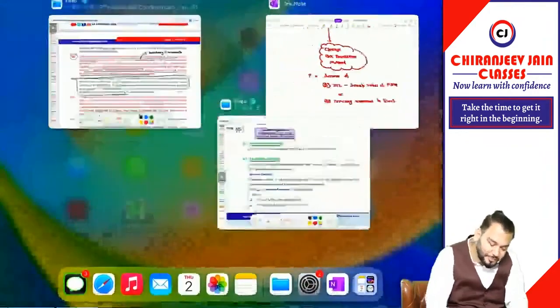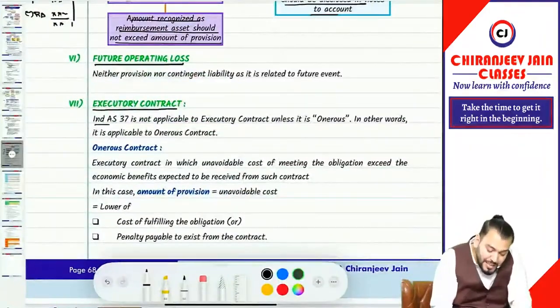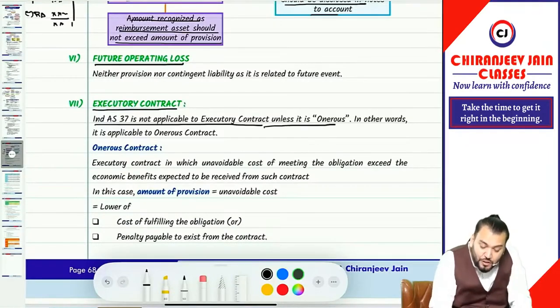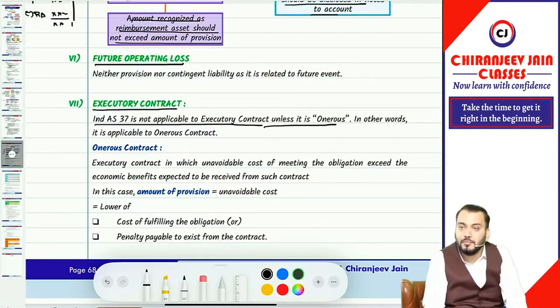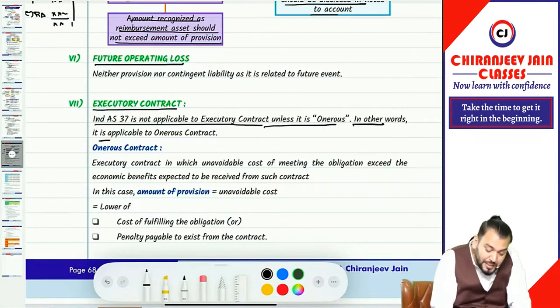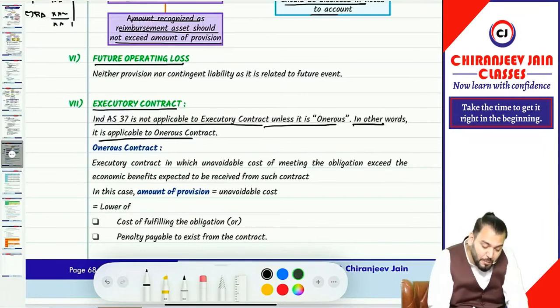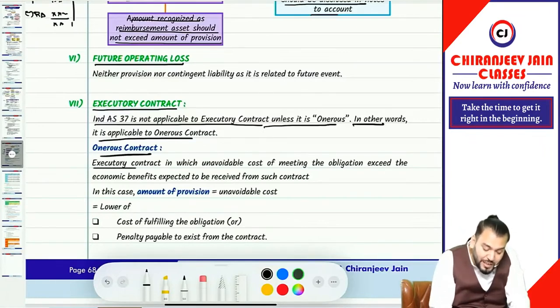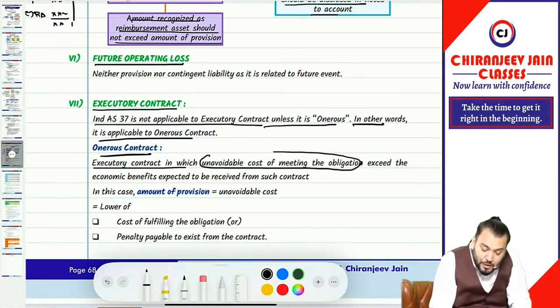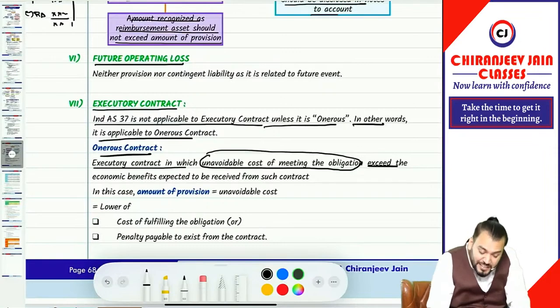Let us read what is given. Ind AS 37 is not applicable to executory contracts unless they are onerous. In other words, it is applicable to what? Onerous contracts. What is the meaning of onerous contract? Onerous contracts are executory contracts in which the unavoidable cost of meeting the obligation exceeds the economic benefit expected to be received from such contract.